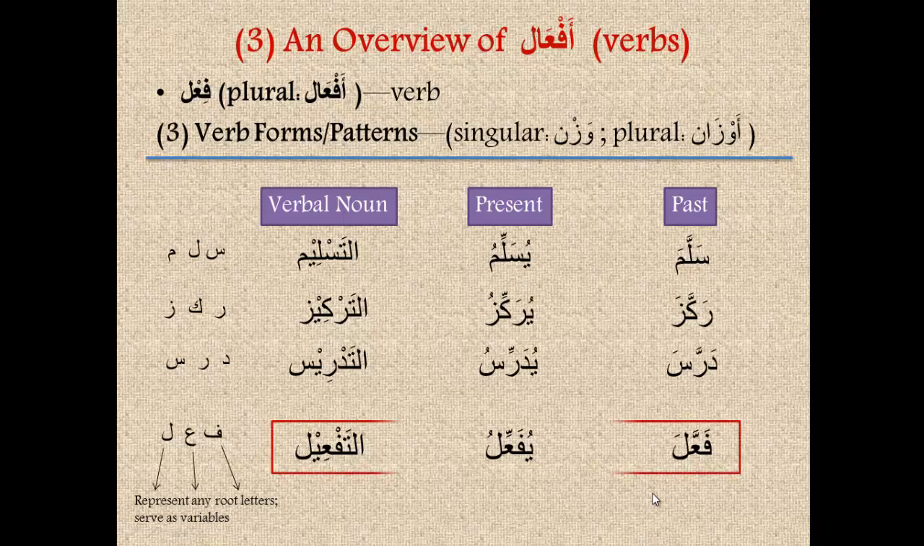These three constitute a particular set, and that is what we refer to as the wazn, the verb form. These three constitute a verb form, a verb pattern, a wazn. And in reality, this is actually form 2. It's called form number 2. So we would call sallama a form 2 verb because it fits onto this pattern. Sallama, yusallimu, at-taslim fits the pattern fa'ala, yufa'ilu, at-taf'il. We call it a form 2 verb. Likewise, we call rakkaza a form 2 verb, and we also call darrasa a form 2 verb.